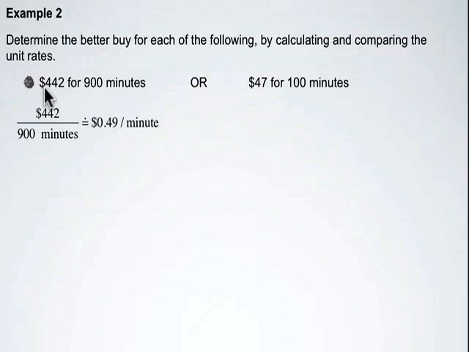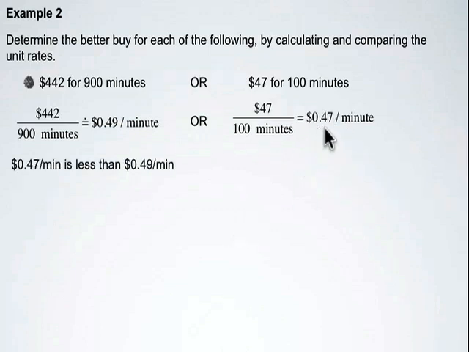So I take $442 and divide by 900 minutes to get about 49 cents per minute, or 0.49 of a dollar. I do the same thing over here, $47 divided by 100 minutes, and I get about 47 cents, or 0.47 of a dollar per minute. So now we can see that this one, 0.47, is less than or lower than 0.49. So the better buy is the $47 for 100 minutes. So sometimes bigger is not always better.